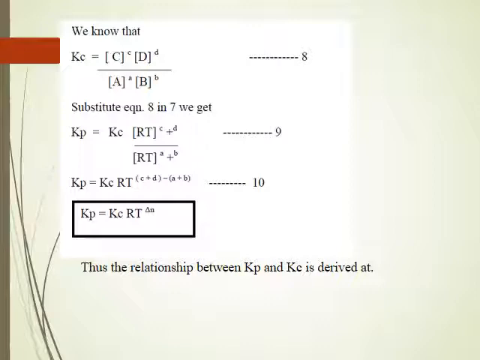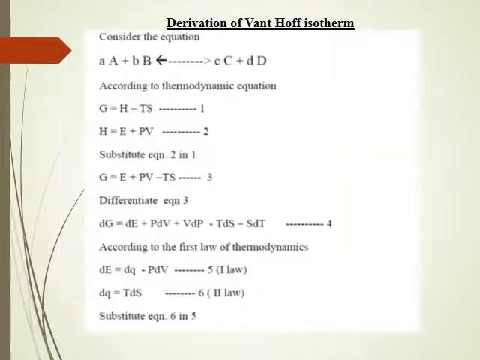Now Kp is equal to Kc into RT to the power of (c plus d) minus (a plus b). This is the difference between the moles of product and reactant, so it is represented as delta n. So Kp is equal to Kc into RT to the power delta n. Now we will move on to the derivation of Van't Hoff isotherm.